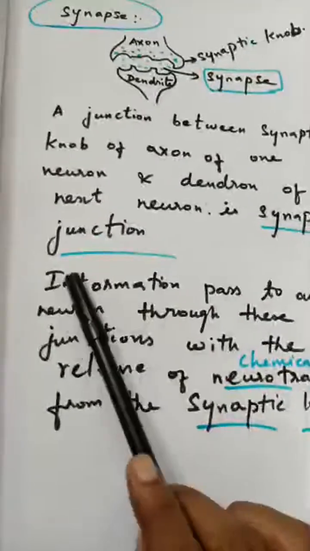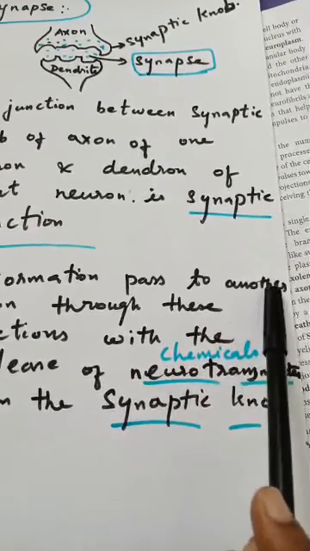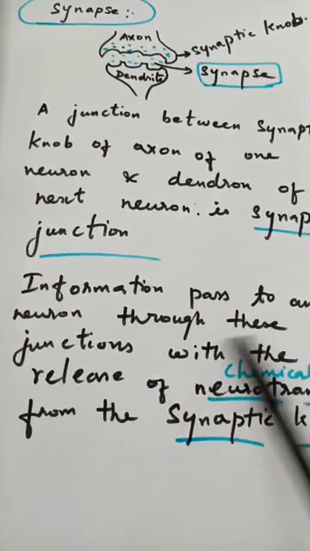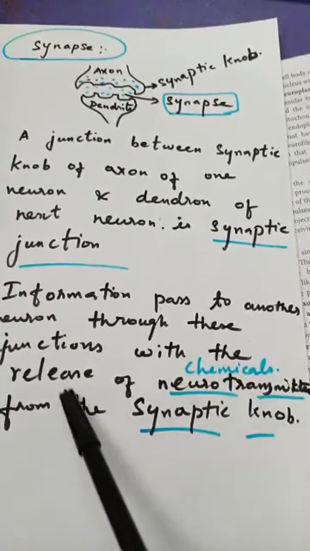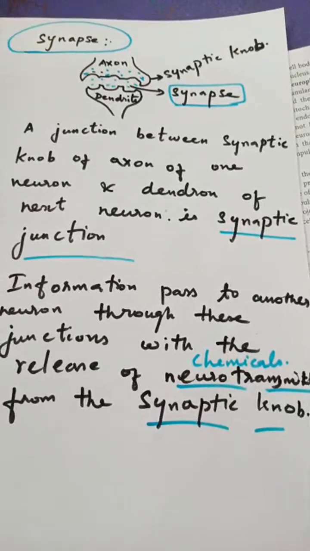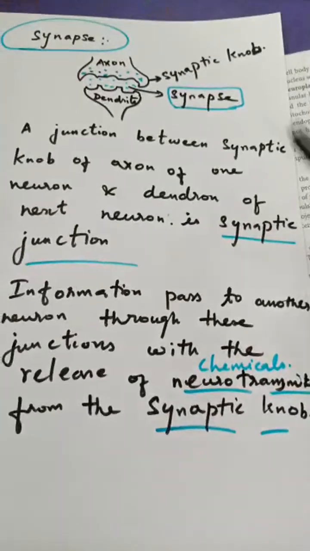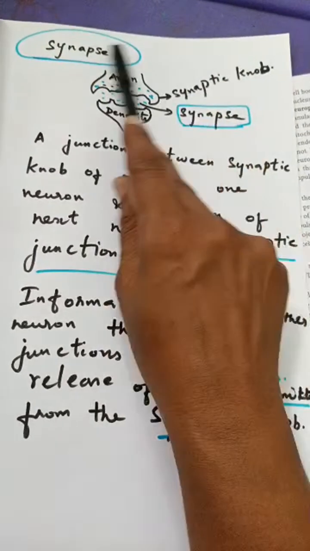Yes, so the passing of information to another neuron through the junctions, with the help of the release of chemicals or neurotransmitters, is known as neurotransmission, and it happens through the synaptic knobs from one nerve cell to another nerve cell. This is about the synapse.